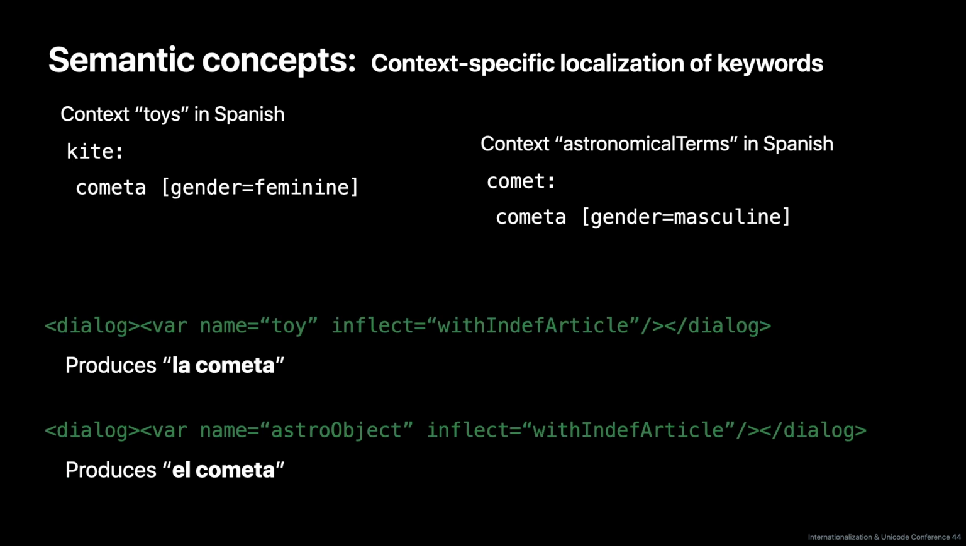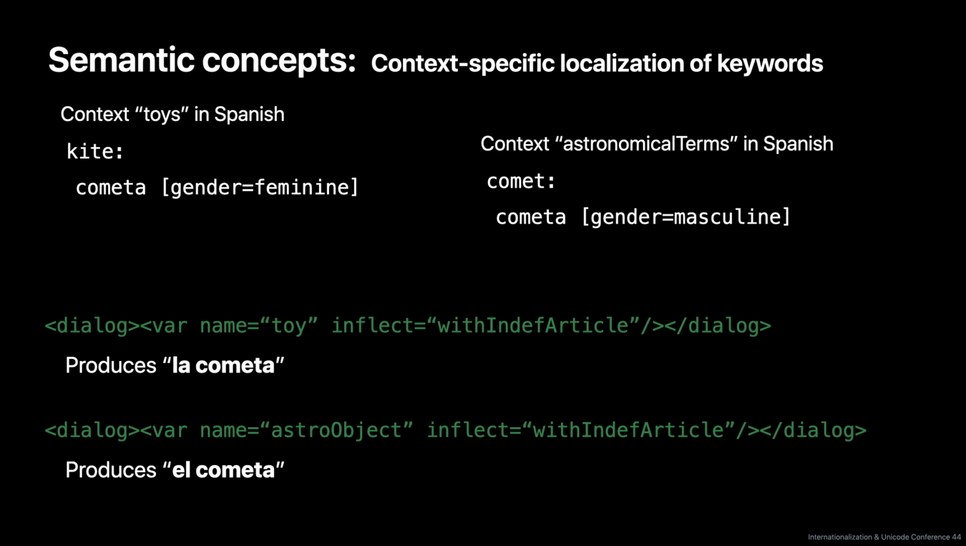Another important aspect of semantic concepts is that they let you provide context-specific translations for a term. So for example, the word cometa in Spanish can mean two different things based upon the context. It can mean kite or it can mean comet. In the former case, the word is feminine, and in the latter case, it's masculine.